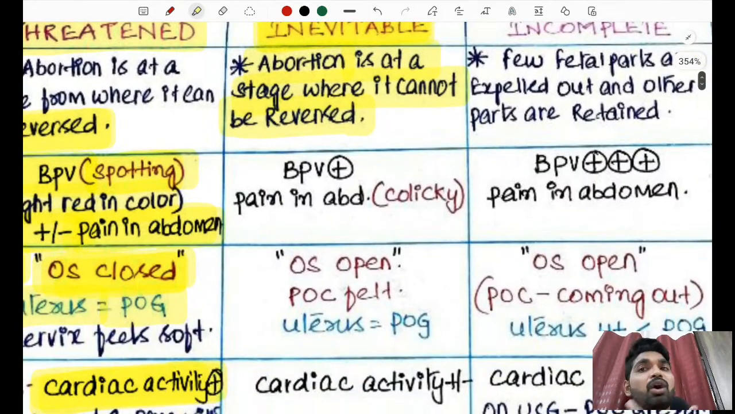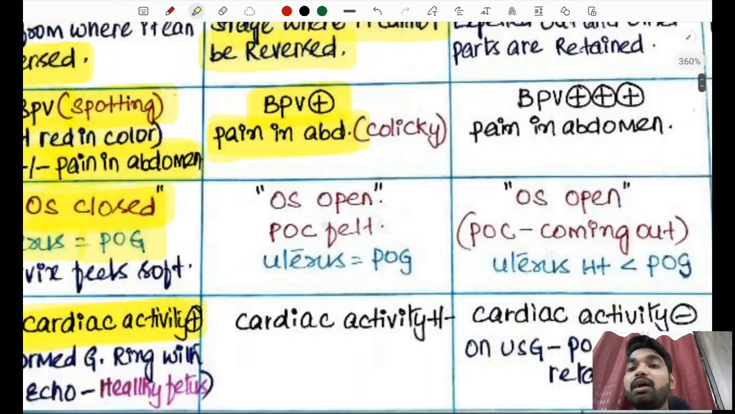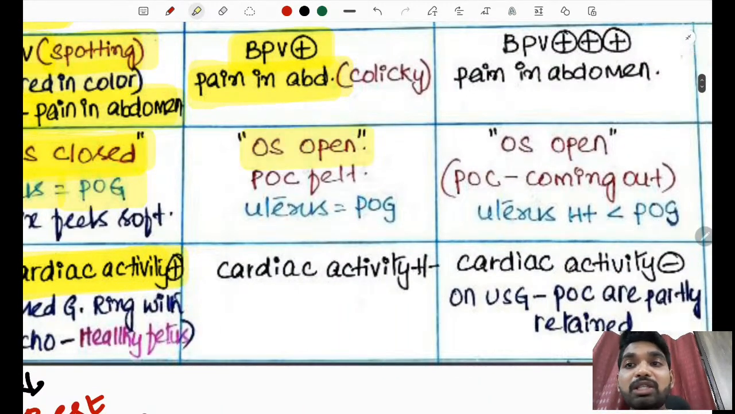Obviously there will be bleeding per vaginum and severe colicky pain in the abdomen, since the fetus has started coming out. The os will be open. When you do a per vaginal examination, you can see the os is open, and you can also feel the products of conception, since the process has started. The fetal products have started coming out.